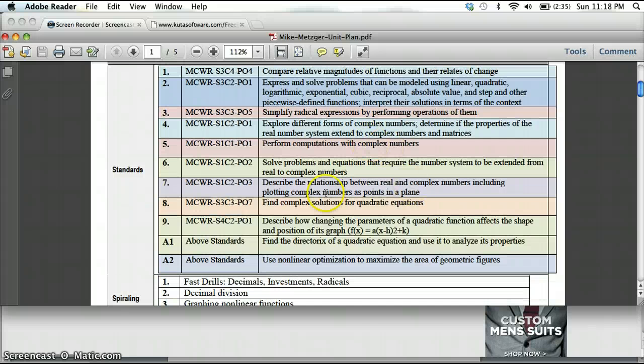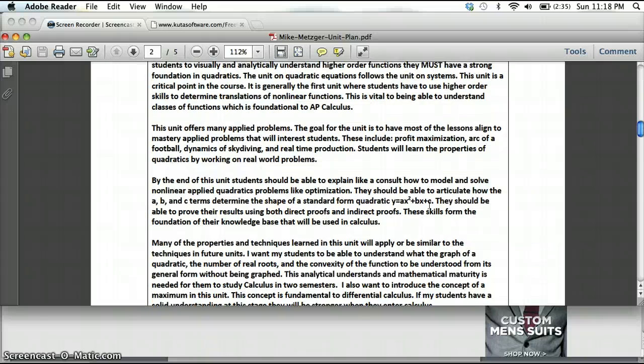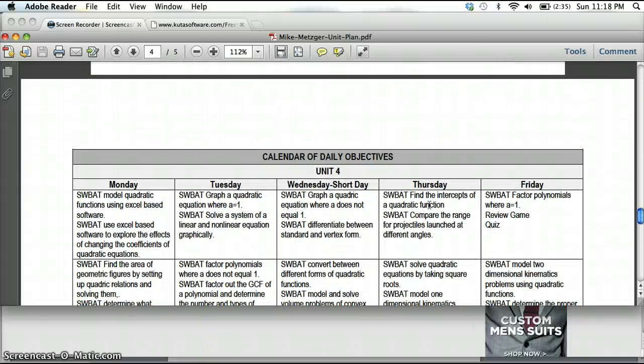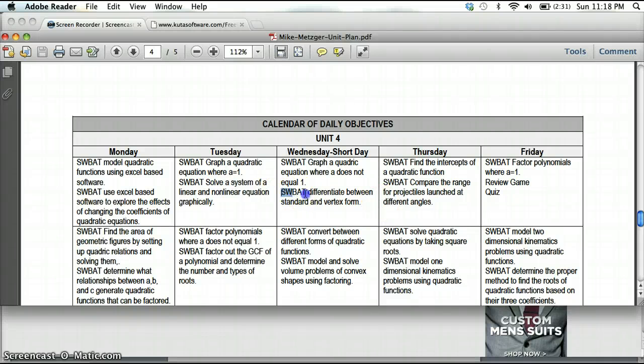So let's look here. It says find complex solutions for quadratic equations. That's going to take probably a couple days to fully understand. So he mapped it out over here. Students will be able to differentiate between standard and vertex form. Then find the intercepts of a quadratic function is the next day. Then he's going to have them compare the range for projectiles launched at different angles. Then he's going to have them factor polynomials where a equals 1. So he took that one learning target and broke it up into 3 different days.